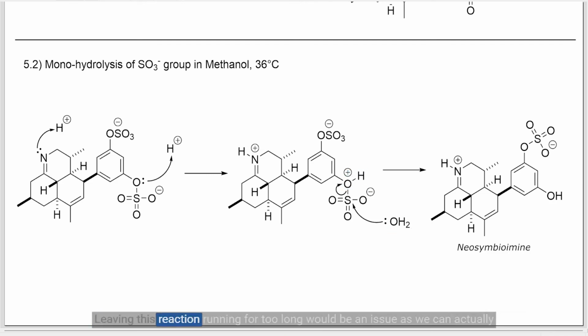Leaving this reaction running for too long would be an issue, as we can actually get both sulfates hydrolyzing if we leave this reaction running for too long. But as long as we track the reaction using TLC, we will know when the product has become neosymbioimine, and we can stop it from over-hydrolyzing. So now we get our natural product neosymbioimine, which is the target of this synthesis.